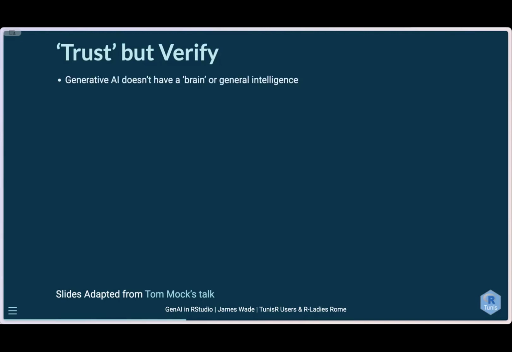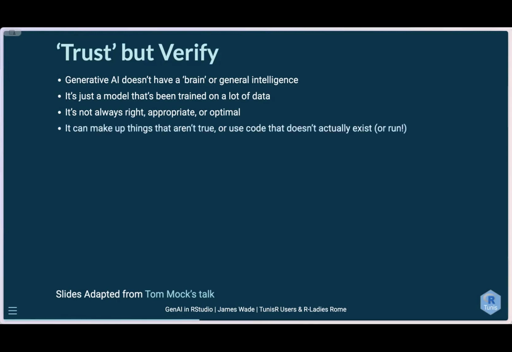The first is to remember that we're not talking about general intelligence or a brain that's rationalizing and giving you responses. It really is a massive model. We're talking billions, or in the case of GPT-4, trillions of parameters. It's almost unimaginably large, some of these models. Even though they're really highly capable, it's not always the right solution for us to use, and we don't always get the response that we might want out of them.